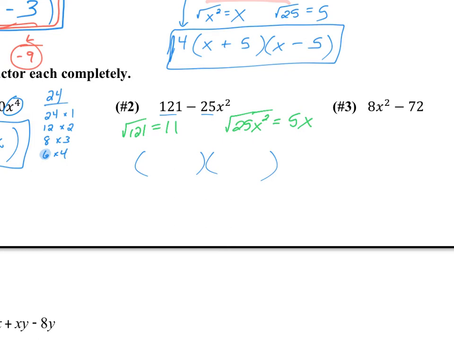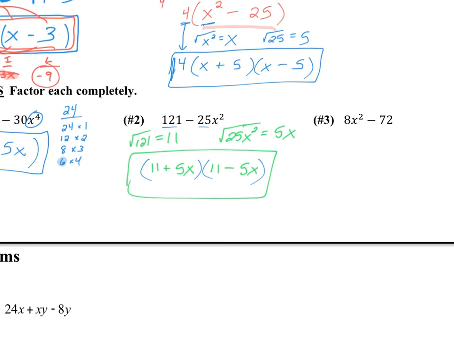So since 121 comes first, you have to put the 11 first. Since 25x squared comes second, you'll put 5x second. And then we have a plus and a minus. Okay, and that's your answer there. So that's how difference of squares works.